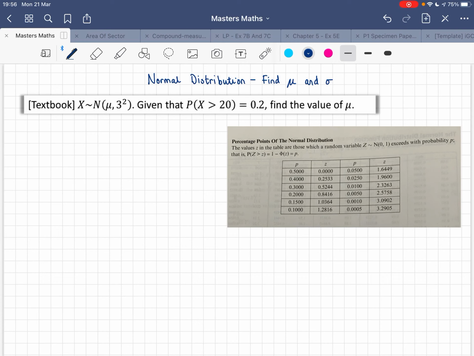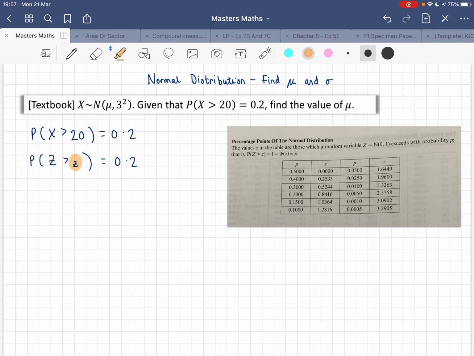Now, again, remembering that our tables are for z, where the mean is 0 and standard deviation is 1. Whilst we are given the probability that x is greater than 20 is equal to 0.2, that has been coded from the standard normal distribution z. So what we need to find is the value of z that gives us the same probability. So we're trying to find this value z, little z, that gives us the probability of 0.2.